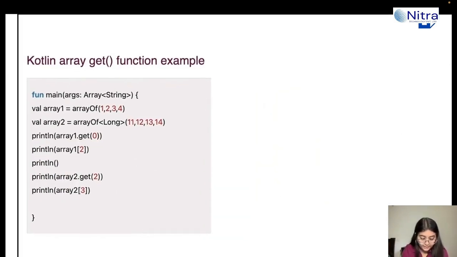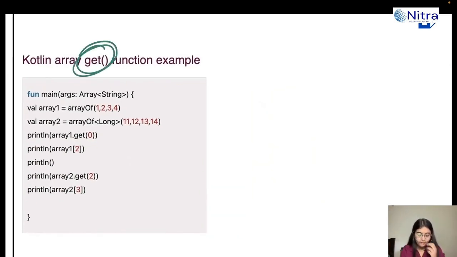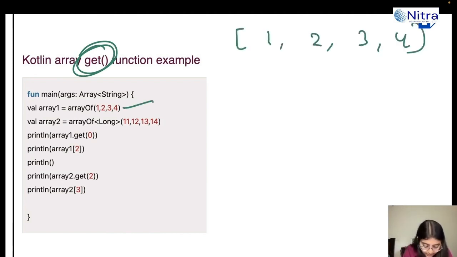Perfect. And here is another example of the Kotlin get function. Okay, let's say you want to get the value at an index. So this is array1, right? Array1 is 1, 2, 3, 4. And I am saying here array1.get(0). So it is asking me to print the value that is at index 0. So 0, 1, 2, 3. So I will print 1. Okay, output 1.